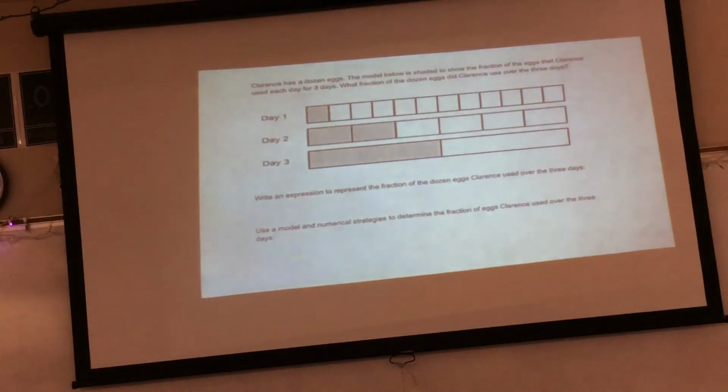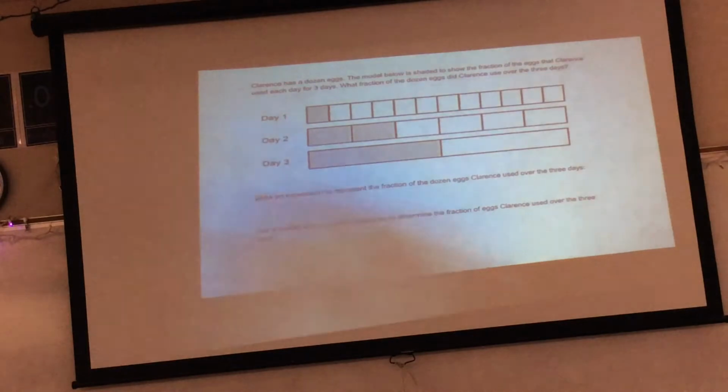Clarence has a dozen eggs. The model below is shaded to show the fraction of the eggs that Clarence used each day for 3 days. What fraction of the dozen eggs did Clarence use over the 3 days? Okay, so let's first start by writing the fraction he used for each day.